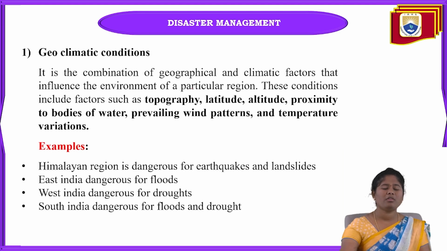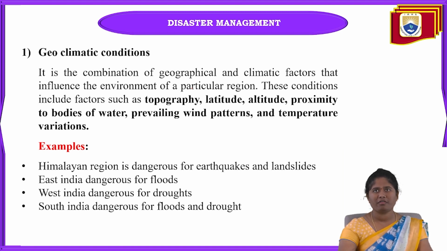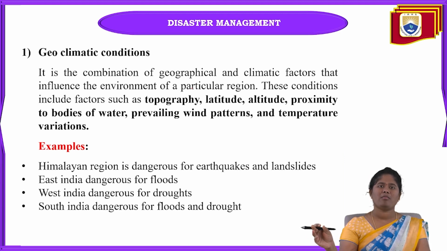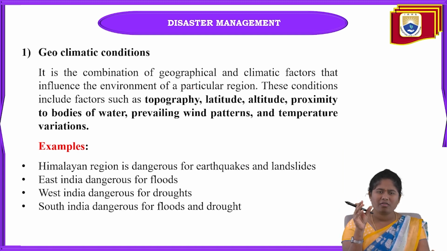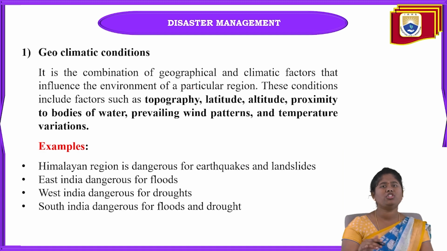Okay, coming to the first one, what is meant by geoclimatic conditions? It is nothing but the combination of both geographical and climatic conditions or factors. And this will directly influence the environment of the particular region. Means if you take one region, in that overall particular region we are going to see the geographical and also climatic factors of the environment, and these conditions will automatically affect the factors like topography, latitude, altitude, proximity of the water bodies, wind patterns and temperature variance. These are all the factors that affect the geoclimatic conditions.